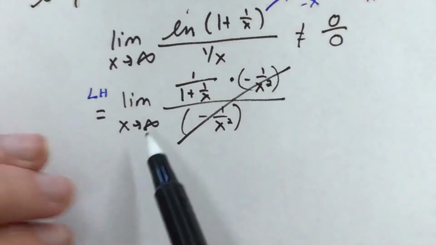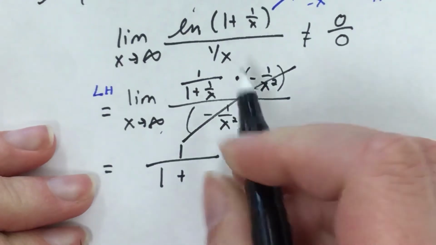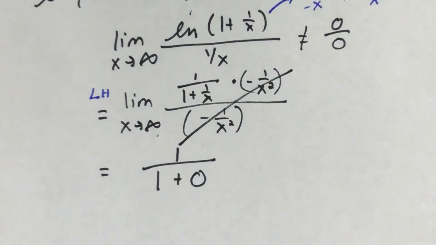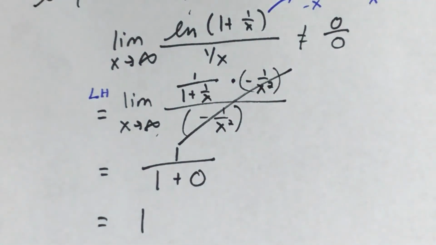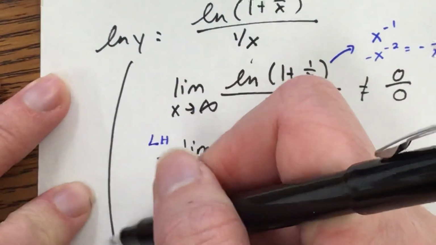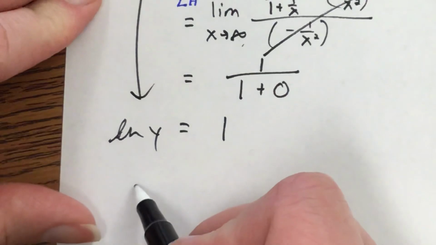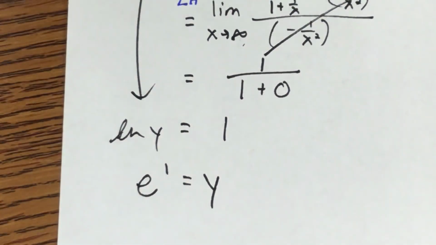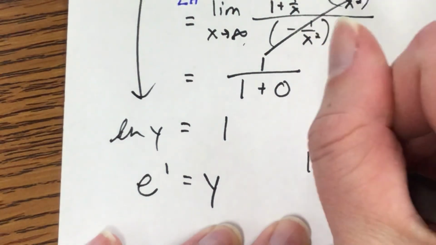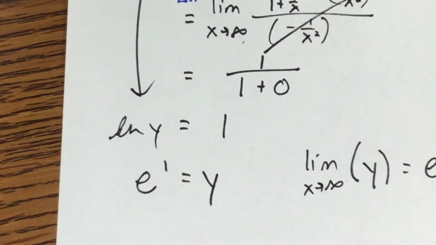Let's keep going. We're going to now take the limit. We're going to plug in infinity right here. So this would be 1 over 1 plus 1 over infinity, which is 0. So this fraction equals 1 over 1, which is just 1. Okay. So if we take the limit of the right-hand side, that's the same thing as taking the limit of the left-hand side. So this whole left-hand side is still just natural log of y. Natural log of y equals 1, which means e to the 1 equals y. Yay. Which means that the limit as x approaches infinity of y equals e, and y was our original function.